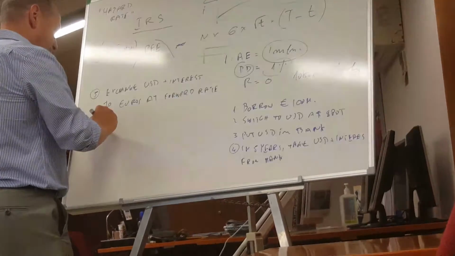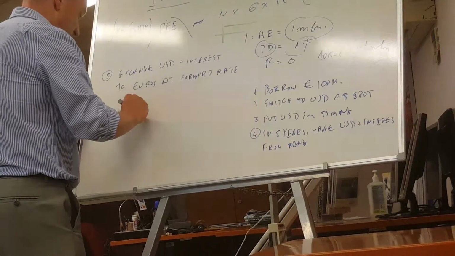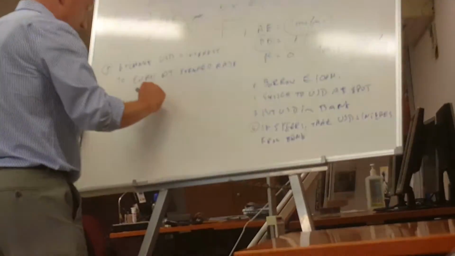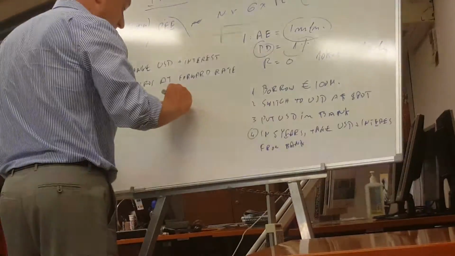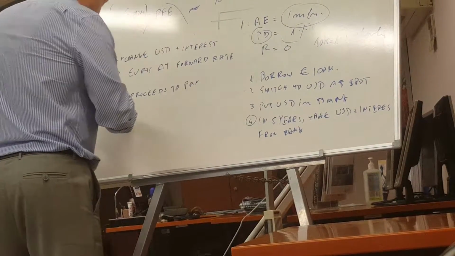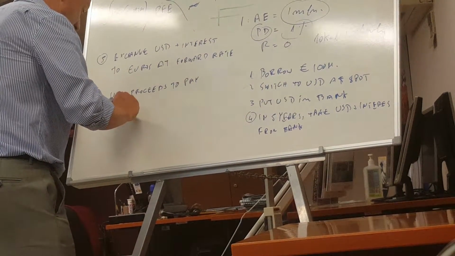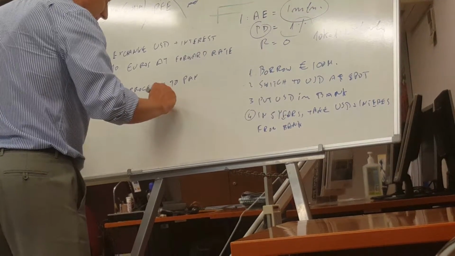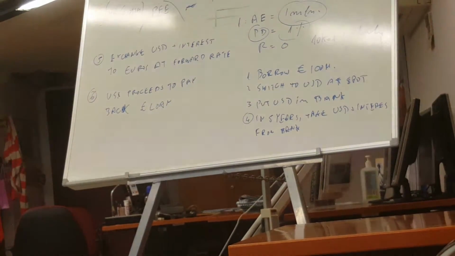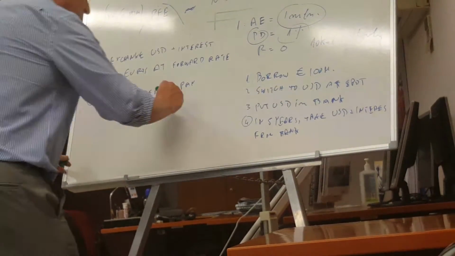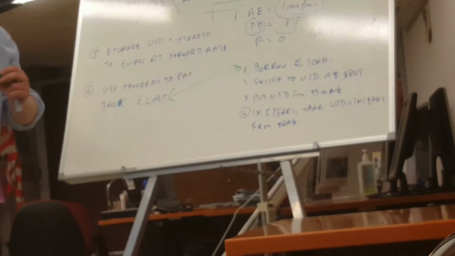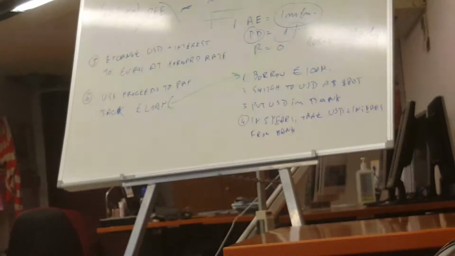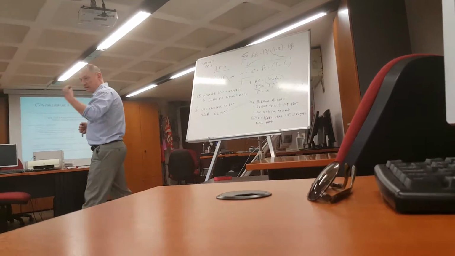Six, use proceeds to pay back the euro loan. Which euro loan? This euro loan, step 1. So I start with nothing, which means that at the end of this whole thing, I have to end with nothing.